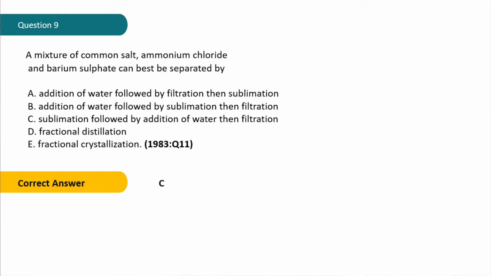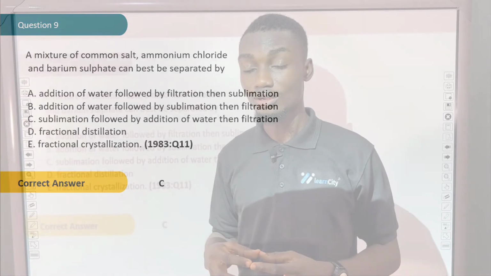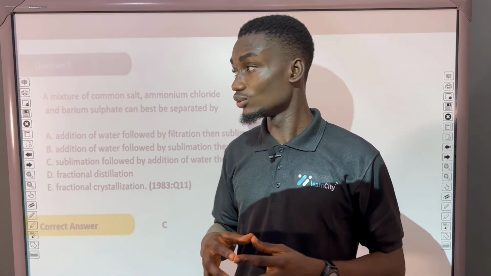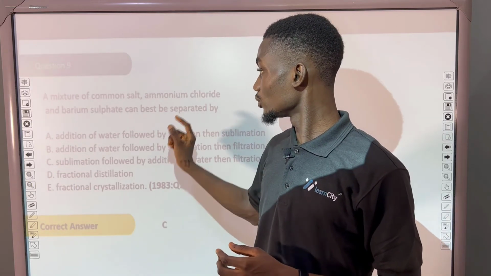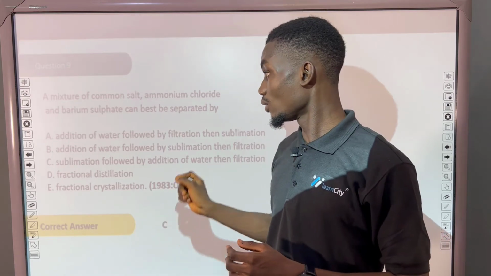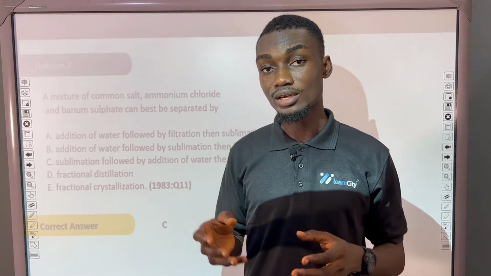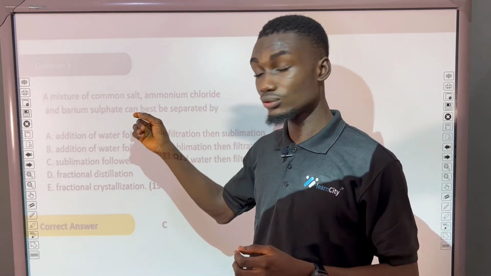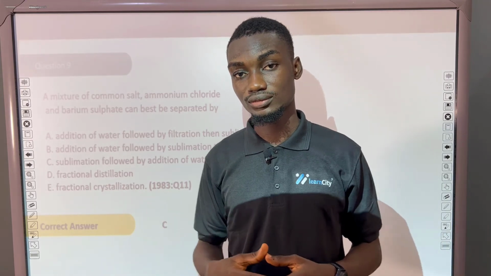Now already you know that having ammonium chloride in the question, you're going to have something related with sublimation. So this is why it's correct, because you're going to have to first sublime off ammonium chloride, then you add water, whereby you filter off the common salts and you're left with barium sulfate.